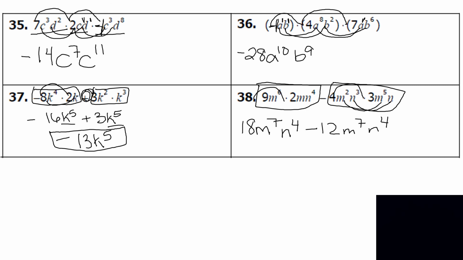If I notice, my m's and my n's have the same exponents, so I'm going to do 18 minus 12. So my final answer would be 6m to the 7th, not m. Let me erase that. All right, let's try that again. So this is actually 6m to the 7th n to the 4th. So go ahead and complete your classwork.